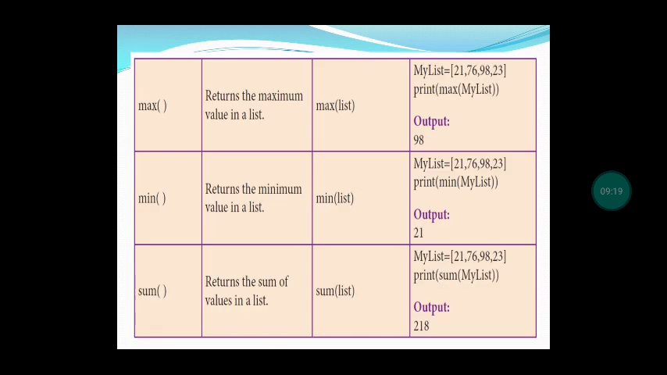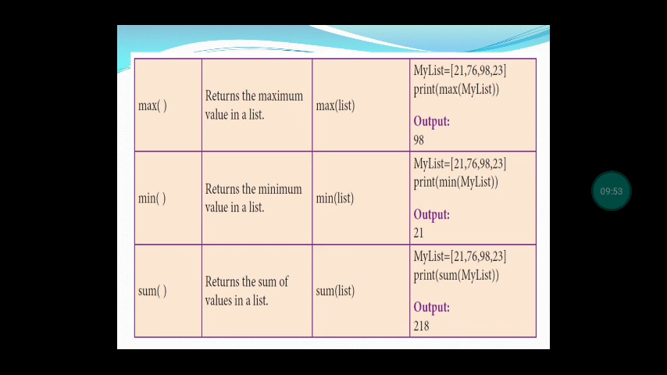Next function is the max function. This max function will return the maximum value, as we have already discussed in Python. My list equals 21, 76, 98, 23 is given. From this list it will give the maximum value. The output of this program will be 98. Next, the min function returns the minimum value, the same numbers we are taking. So from this the minimum value is 21. So finally we are getting the output as 21.